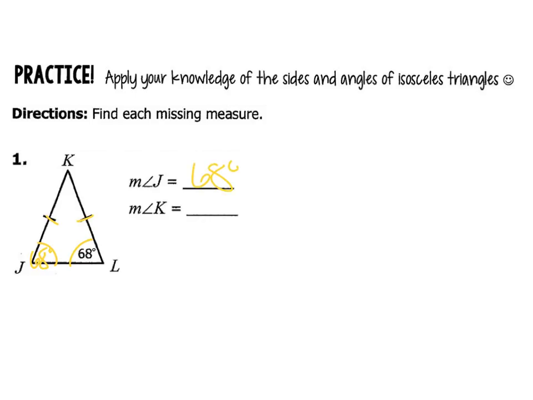And then by the triangle angle sum theorem, we know that the sum of the angles has to be 180. So we can say 68 plus 68 plus the measure of angle K equals 180. So 68 plus 68 gives us 136.